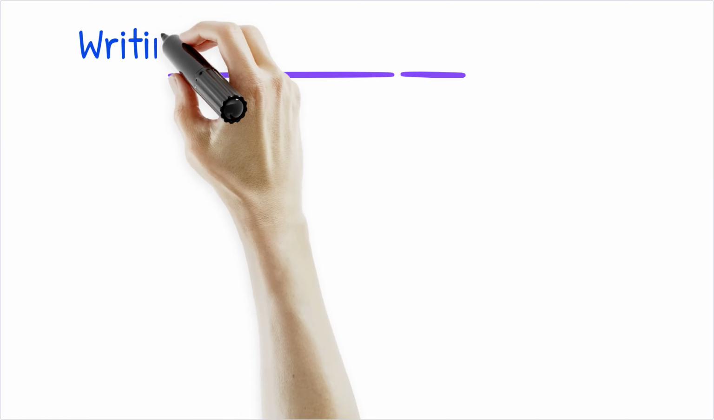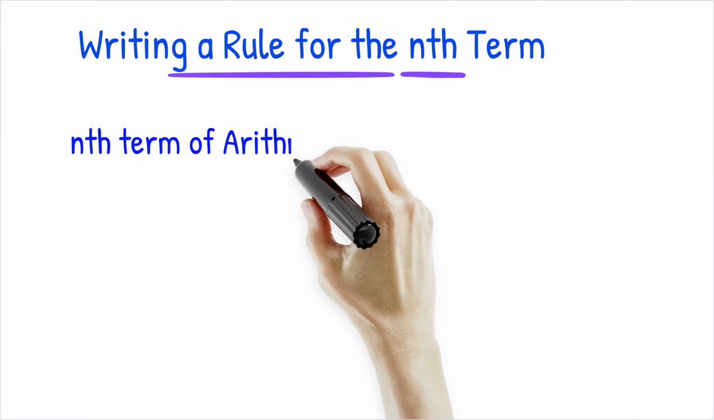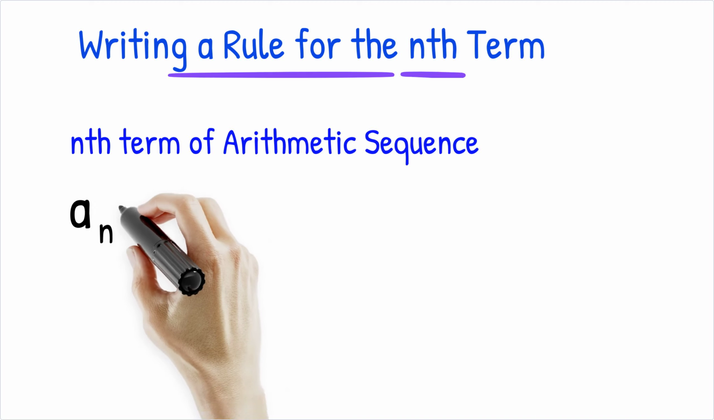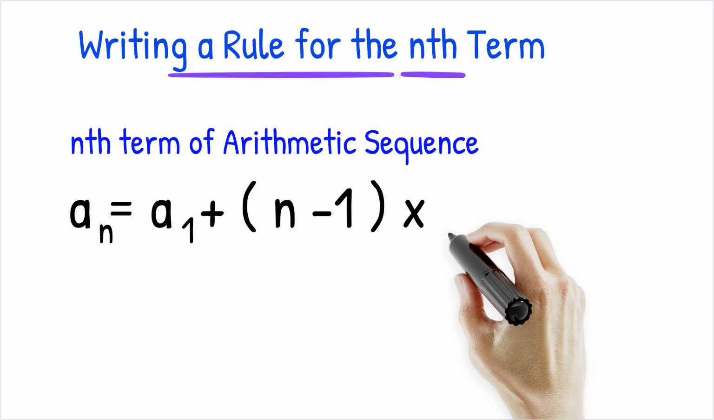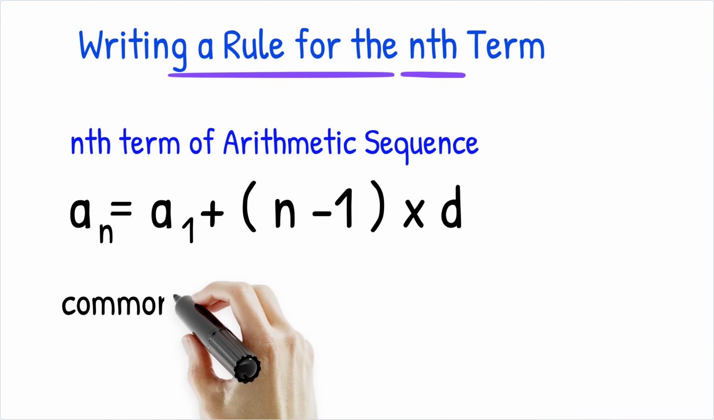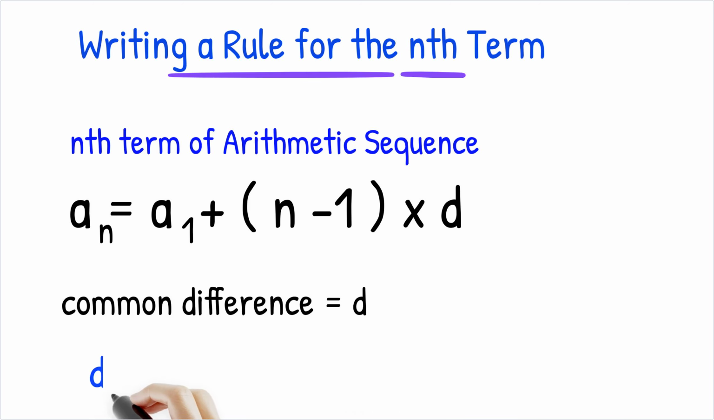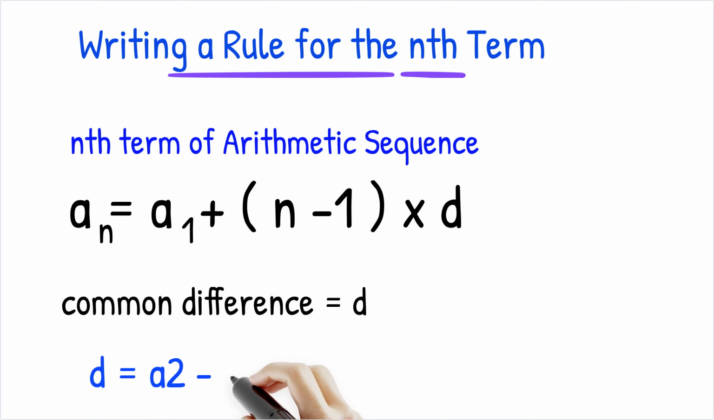Writing a rule for the nth term. To calculate the nth term of an arithmetic sequence, use the formula an equals a1 plus n minus 1 multiplied by d. The common difference is represented by d, where d is the difference of two consecutive terms, that is a2 minus a1.